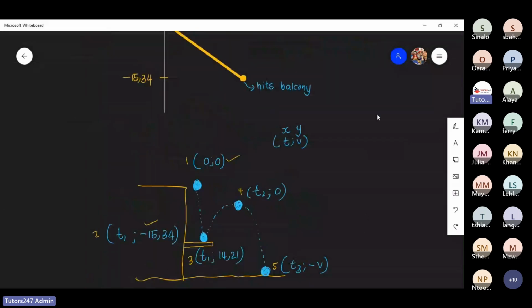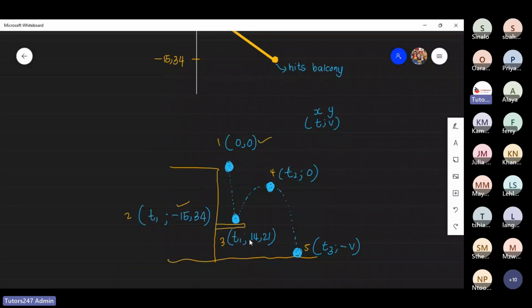Let's go back to our checklist. Point number 3, it's going to be the exact same time. Because there was no contact time involved, the time at which it hit the balcony will be the same time at which it leaves the balcony, okay?